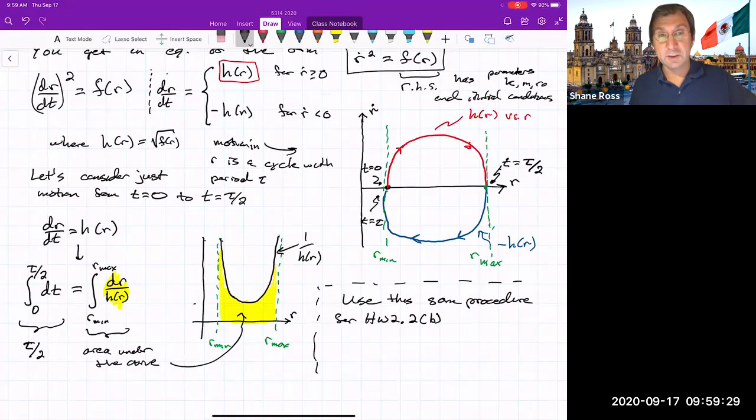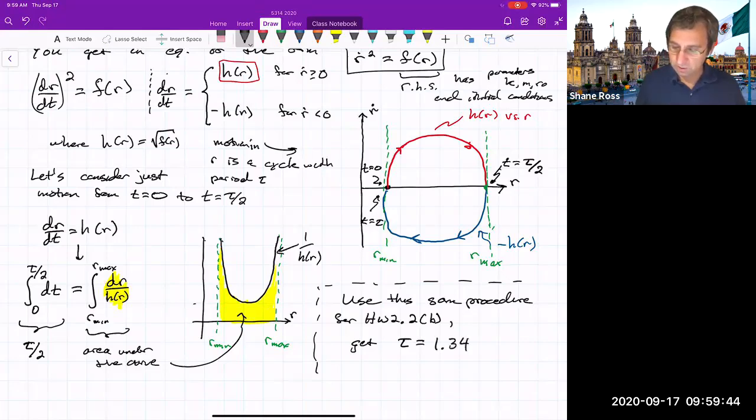And here's a little gift. I'll give you the answer. What you should get, remember you're solving for tau over 2, so whatever you get for the area under the curve multiplied by 2, you should get tau is about 1.34 seconds for homework problem 2. Okay.